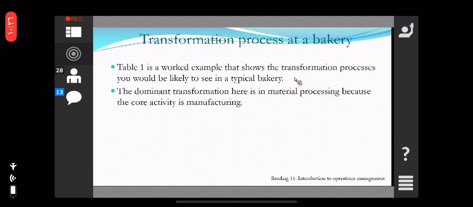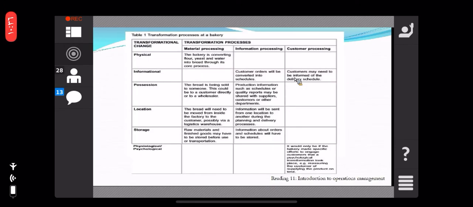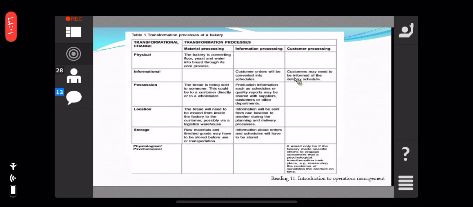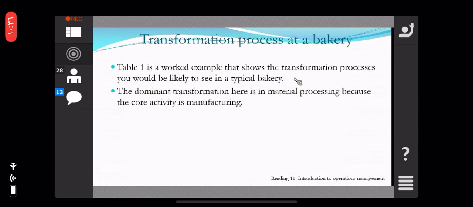Transformation process at a bakery. Okay, table 1, for example, let's say table 1. Table 1 is a worked example that shows the transformation process you would be likely to see in a typical bakery. The dominant transformation here is material processing because the core activity is manufacturing. Okay, here the core activity is basically manufacturing.